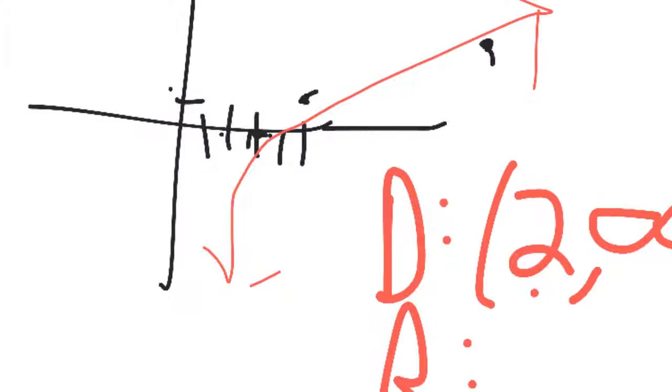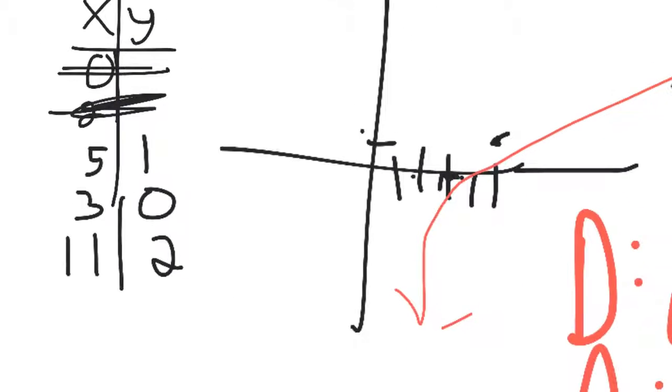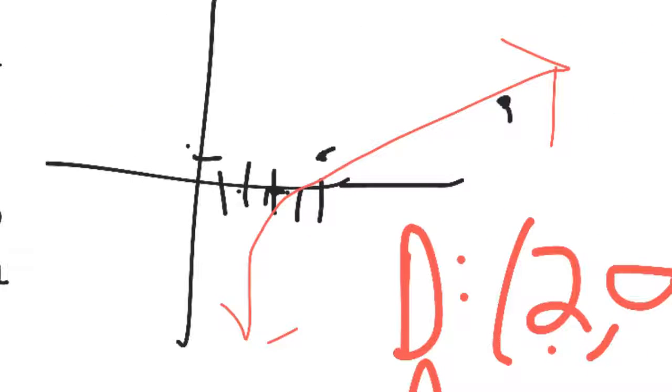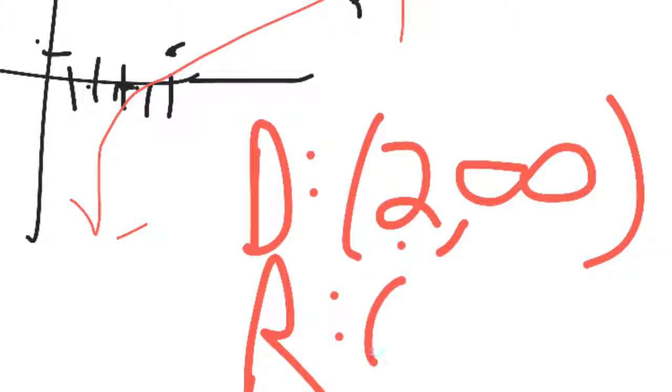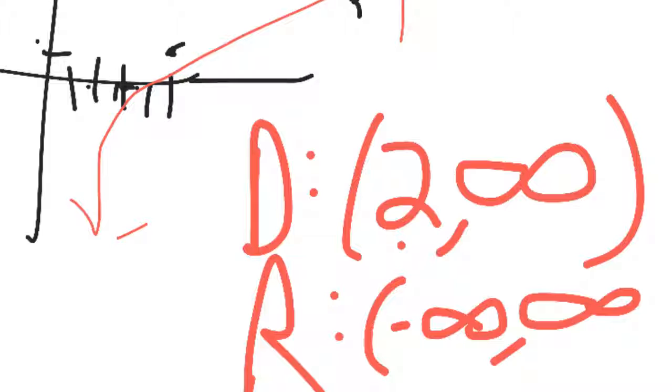Now we're ready to answer a question on range. Range is all the y values that can come out. So does this graph have a place where it stops getting low, or does it keep going? The answer is the arrow tells us it keeps going down and down and down. So we're going to say negative infinity is as low as you can go. Positive infinity is as high as you can go.